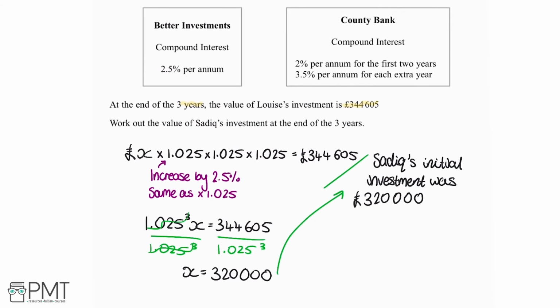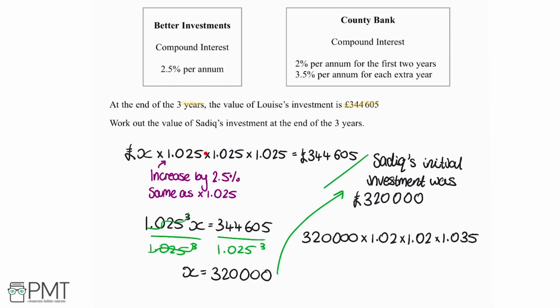So now different to Louise, Sadiq invested it with County Bank. So again, it's compound interest, so it works in the same way. But it was 2% per annum, so per year for 2 years, and then 3.5% per year after that. So Sadiq had 320,000 to start with. And then for the first 2 years, we're going to multiply by 1.02. And we're doing that for 2 years, so we're going to do that again. And then for the third year, it goes up to 3.5%. So that's going to be multiplying by 1.035.